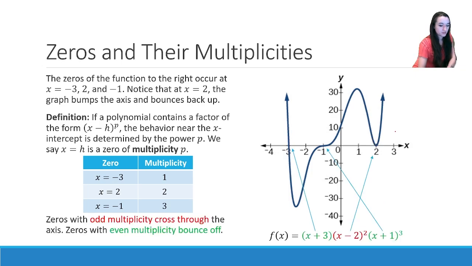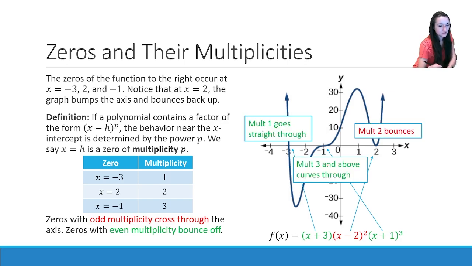And then multiplicity 3, x equals -1, well, essentially it's a little bit different. Multiplicity 3 curves through. So it still crosses across it just the way multiplicity 1 did, but it just does it a little bit curvier. So essentially, the rule that you need to memorize is that zeros with odd multiplicity cross the axis, zeros with even multiplicity bounce off of it. So that's the rule.